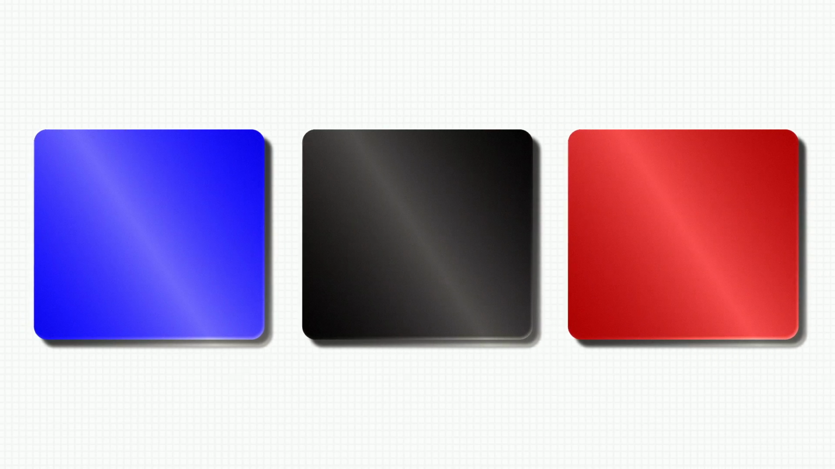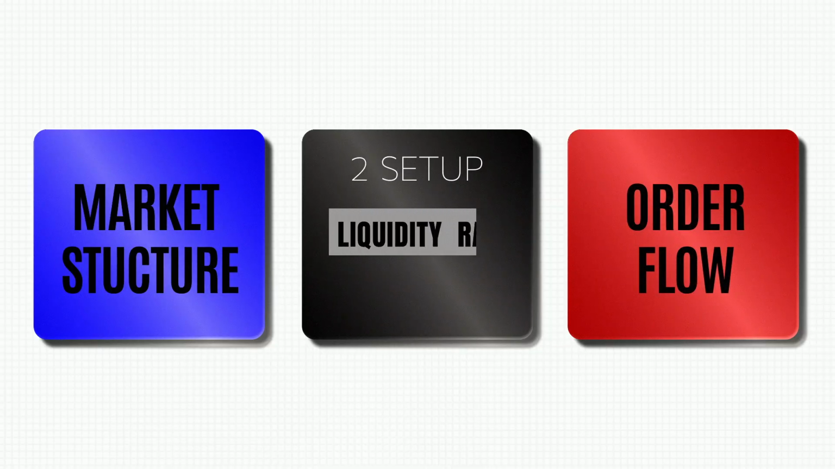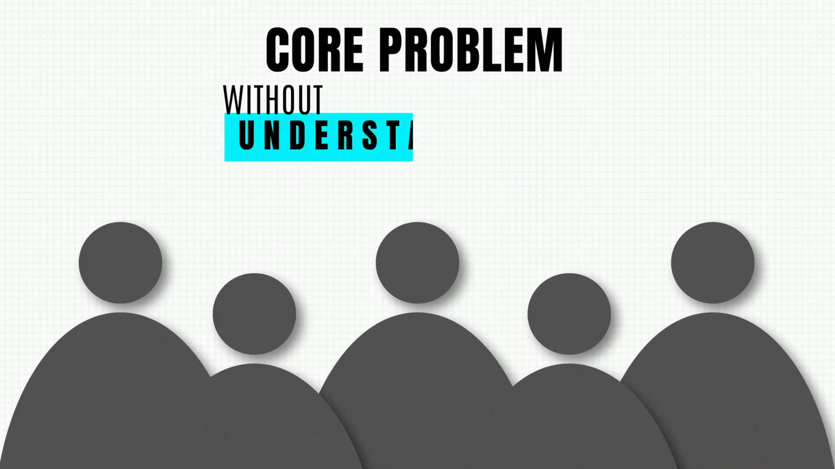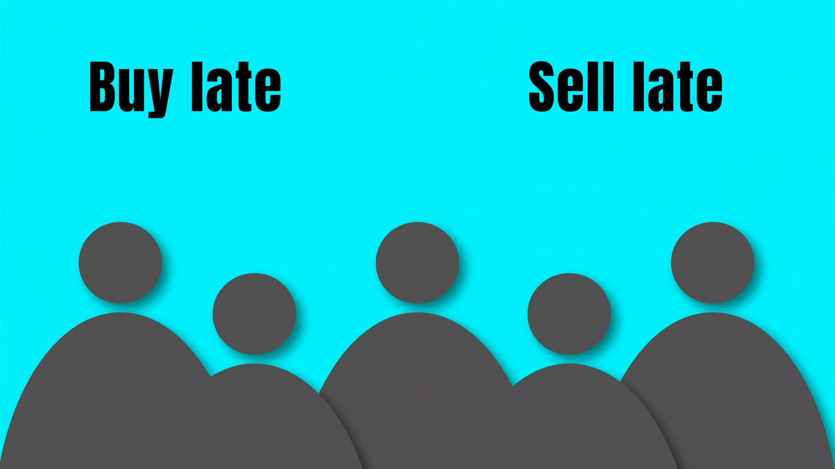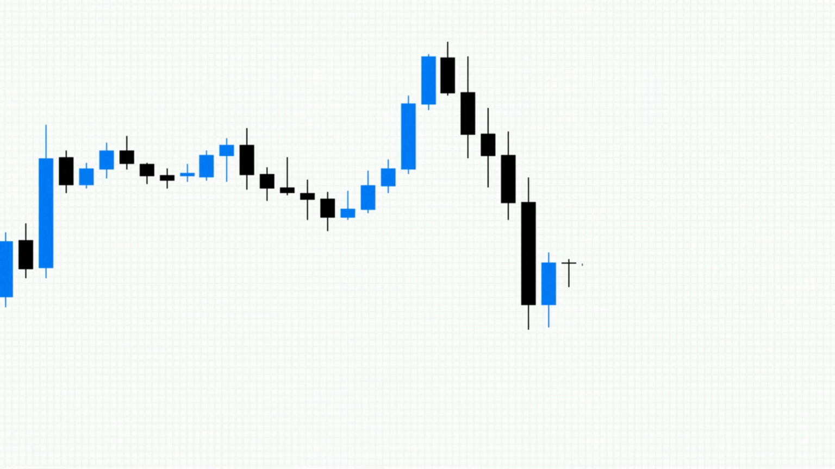It's built in 3 steps: market structure, order flow, and 2 simple setups: the liquidity raid reversal and the breakout displacement. Step 1. The core problem. Most traders chase moves without understanding order flow. They buy late, sell late, and get trapped by liquidity raids. The market plays on emotions, not indicators.